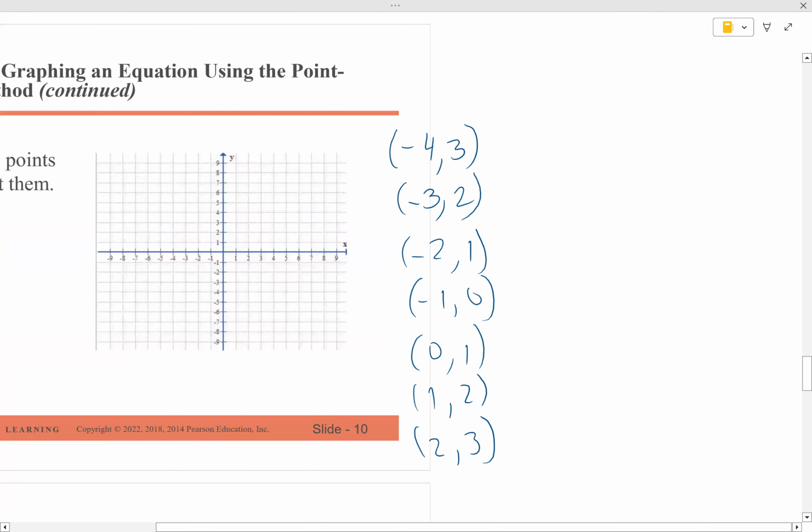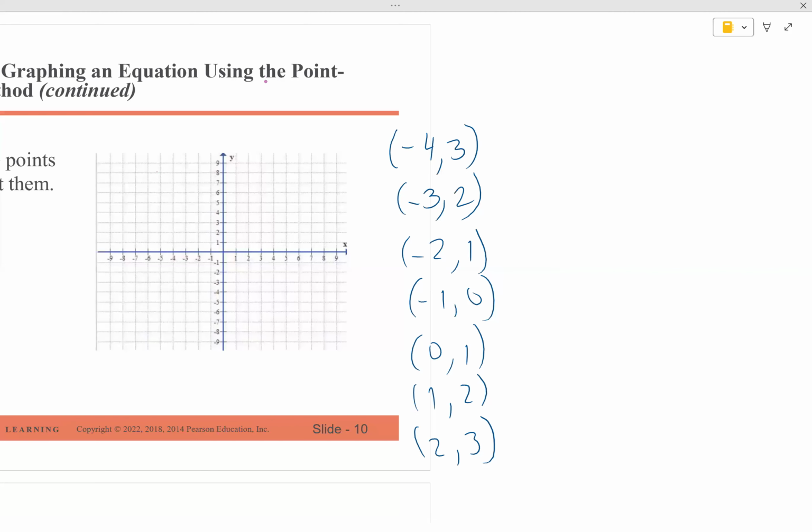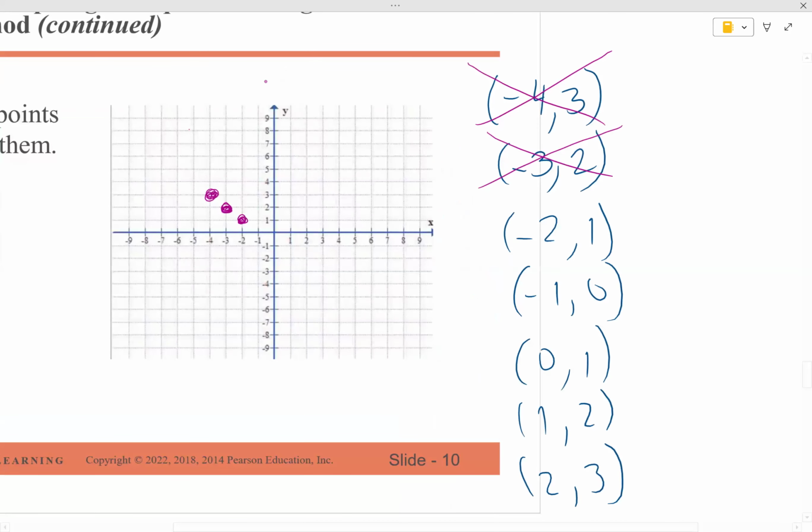So let me see if I can plot those points. That's the idea, plot all the points and then see if you can find some kind of pattern. What kind of shape does it look like it's taking on? All right, -4, 3 would be up here. That's my first point. Done. -3, 2 would be just to the right and down from that one. And then -2, 1 similarly would be to the right and then down 1. Same thing for -1, 0, it's to the right, down 1. The next one is 0, 1, that would be right here.